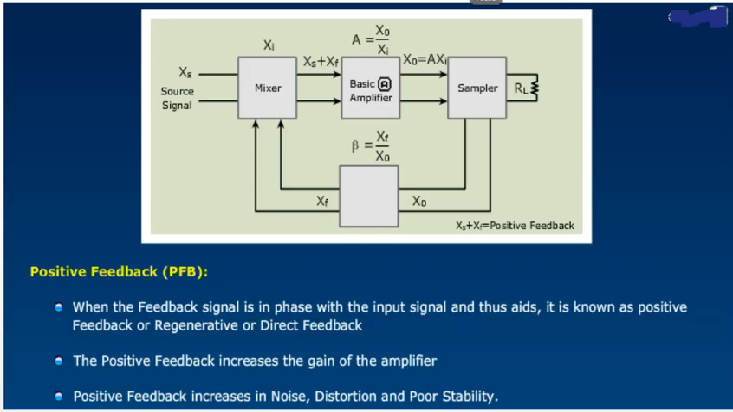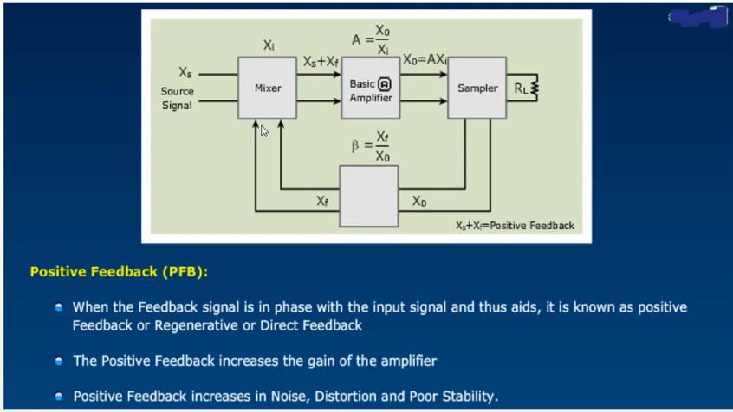So let us see the basic block diagram of feedback amplifiers. In this block diagram, we first represent a signal source. Next we have the mixer network and basic amplifier, and next the sampler. That is used to collect some portion of the output, and what is taken from the sampler is connected to the feedback network. The output coming from the feedback network is again connected to the mixer network.